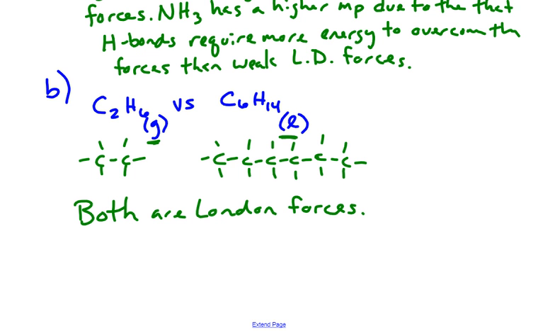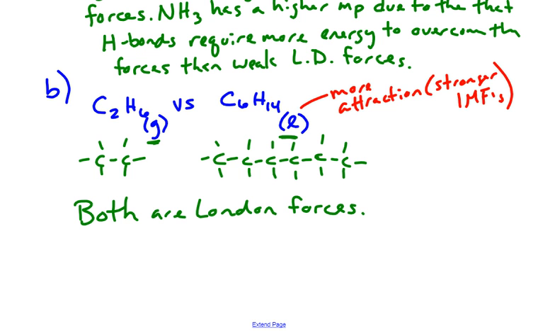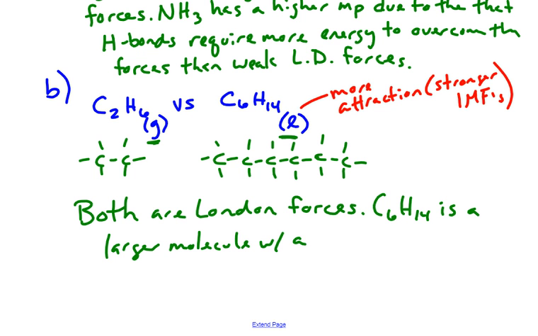So let's ask ourselves, what does it mean to be a gas versus a liquid? If you are a liquid, you are more attracted to each other. There's more attraction. What does that mean? Stronger IMFs. Well, wait a minute, they're both London. So you got to recall the rules about London. C6H14 is a larger molecule with a larger electron cloud.